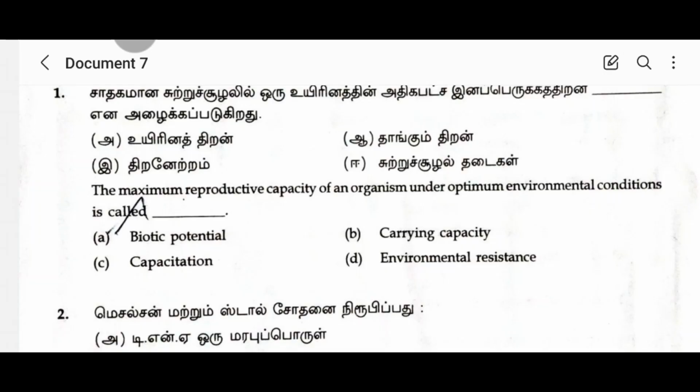The maximum reproductive capacity of an organism under the optimum environmental condition, the ability of the organism to tolerate the optimum level of environmental conditions, that particular potential is called biotic potential.